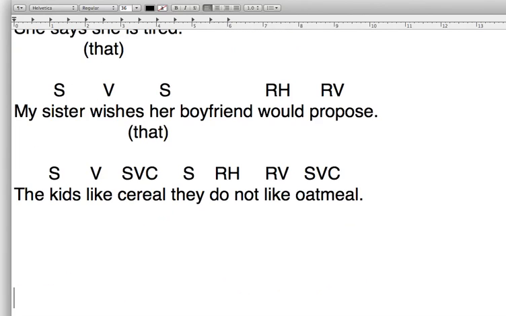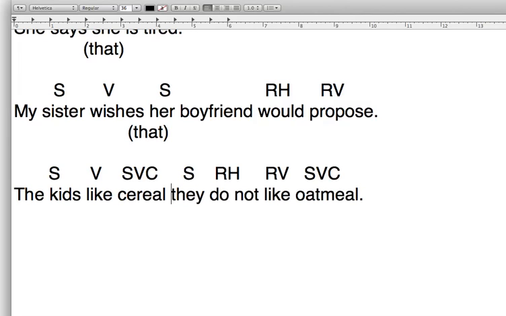Let's take a look at this one. "The kids like cereal, they do not like oatmeal." Try to put "that" here. "The kids like cereal, that they do not like oatmeal." Does that make sense? No, it doesn't make sense there. And so this is not a dependent clause. "They do not like oatmeal." Therefore, this is an independent clause.